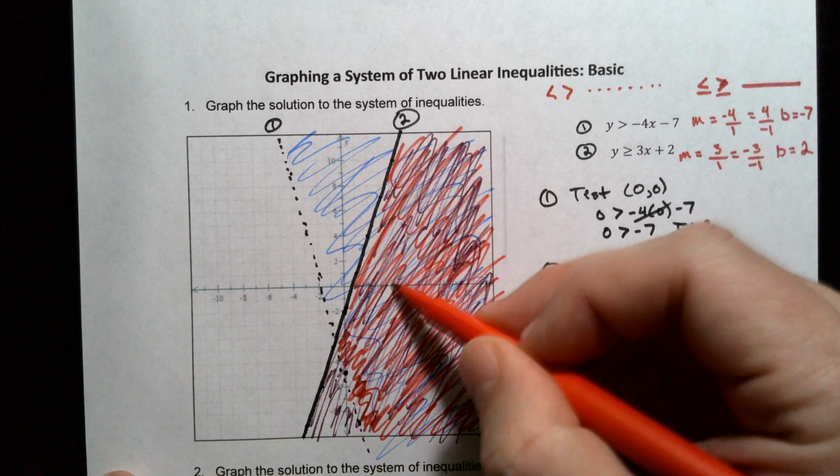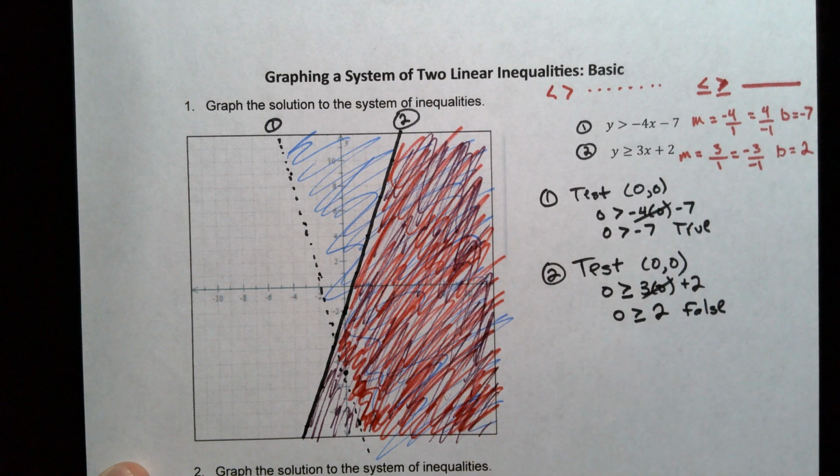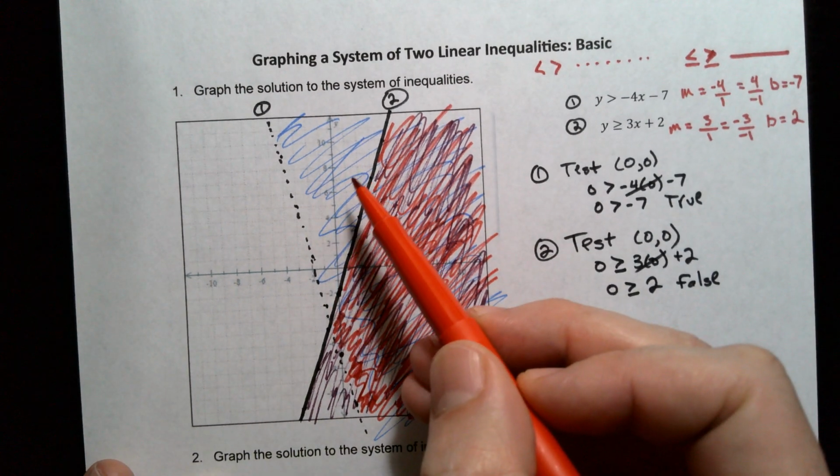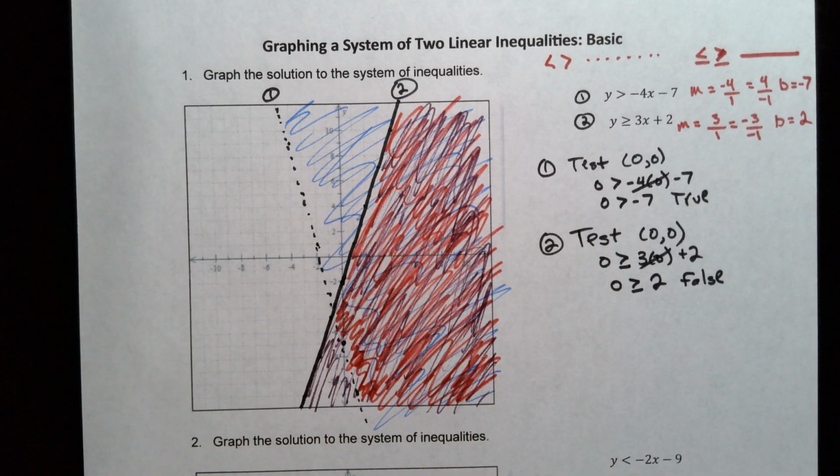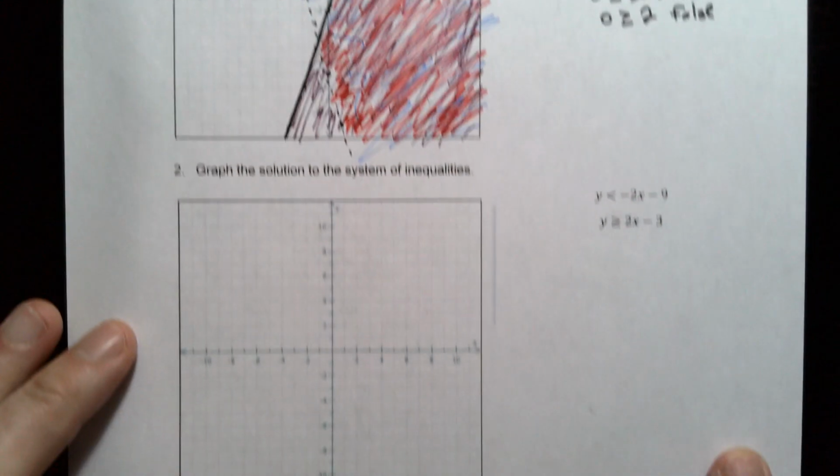So everything in red is my solution set. The stuff that's just blue is not, the stuff that's just purple is not, and the stuff that wasn't shaded at all is not. So that is my solution to that one. Okay, let's take a look at one more.